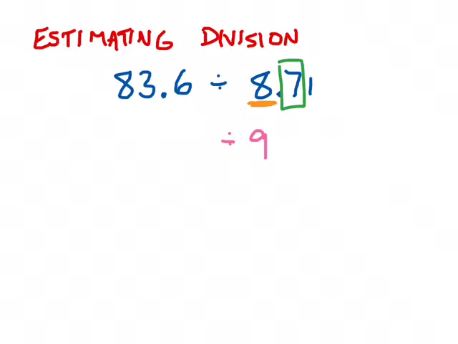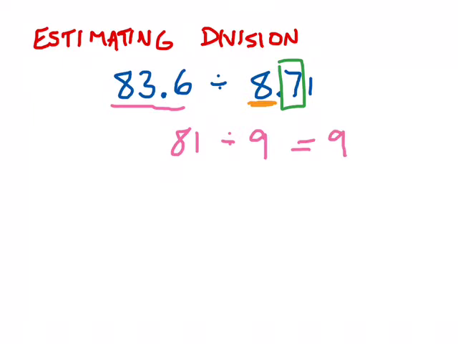So when we think about 83, we need to think of a division fact that's close to 83 and divisible by 9, a number close to 83 and divisible by 9. In this case, 81 is very close to 83 and divisible by 9. That's what I'll use. 81 divided by 9 is 9, so that's my estimate for my division.